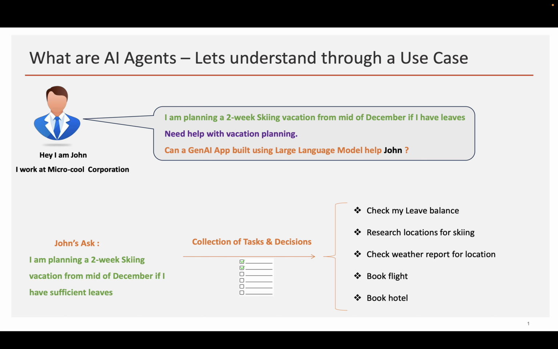If I can automate it, who will do it? The thing that will do all this automation in the background is called an agent. And the complete AI stuff which is built on top of the agent is called agentic AI. Remember. So what are the things we want to do here? Check my leave balance. The agent will check my leave balance, research the location for the skiing, and check the weather report, meaning how the weather is at the location where I'm going for the vacation. And the agent will parallelly book the flight and book the hotel.